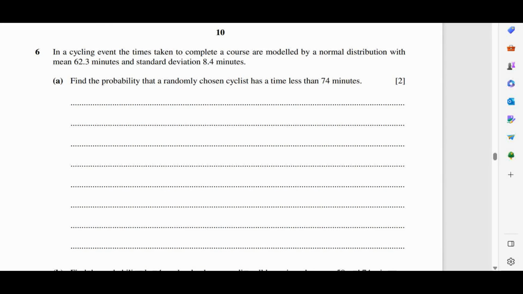Now let's see the next question. Question number 6. In a cycling event, the times taken to complete a course are modeled by a normal distribution. Now this is the first hint that we have got, that it is a normal distribution with mean 62.3 minutes and standard deviation 8.4 minutes.